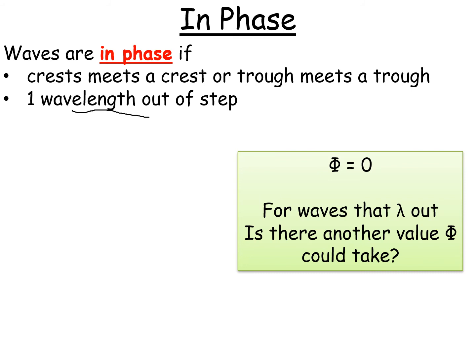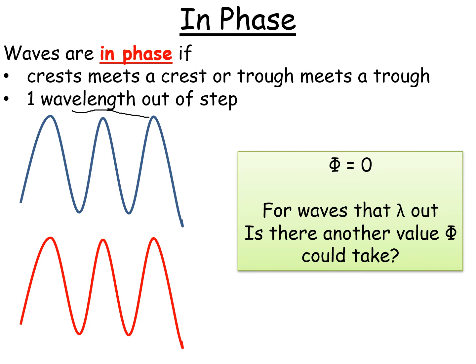And you can probably see why, because remember the phase difference is the difference between 2 waves. So if the difference between 2 waves is 0, that means they must have started exactly at the same point, or they're exactly in step with each other. Is there another value of phi that we could also take to say something is in phase? Pause the video and have a wee think.